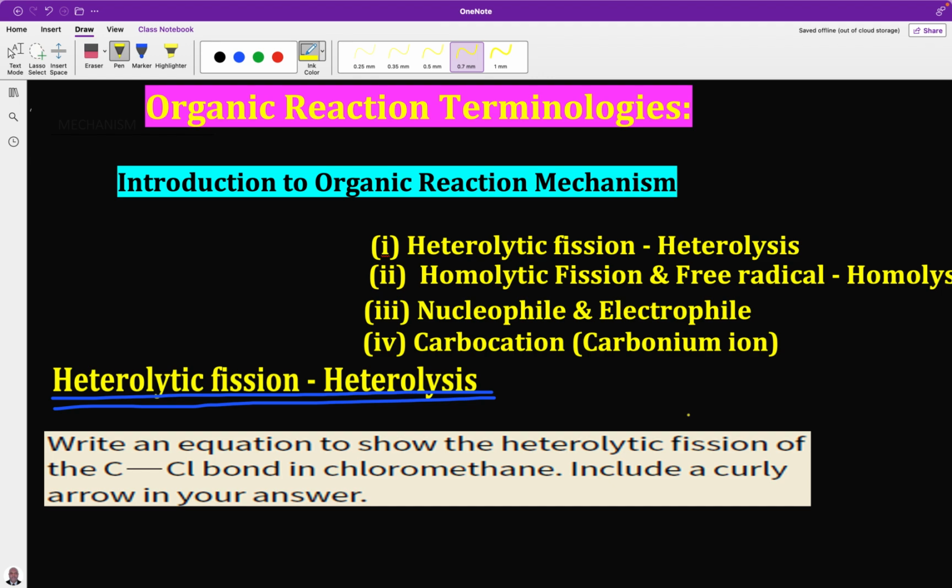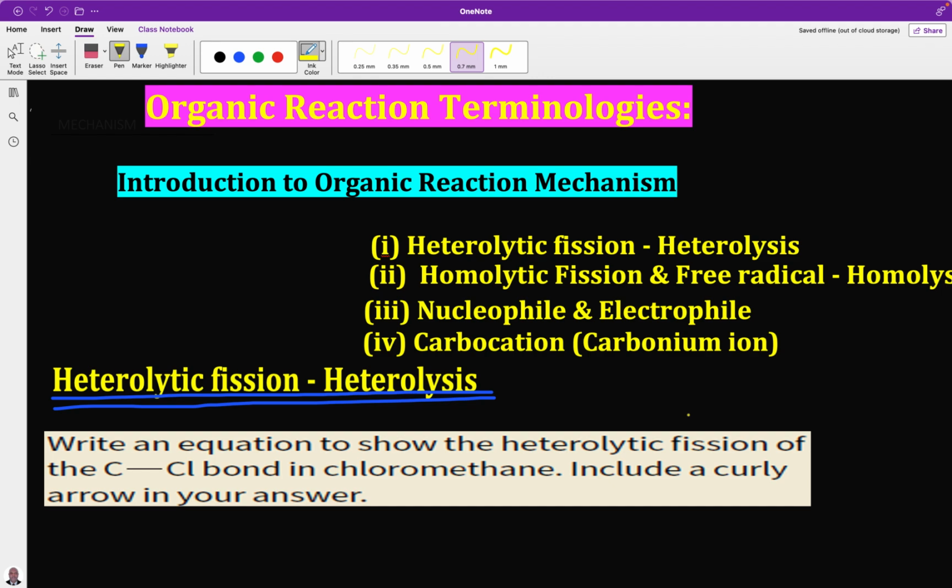and within the stages, we have to apply some certain concepts. And these are the concepts we want to discuss today. These concepts will be used during our reaction when we'll be discussing the reaction mechanism. The first concept is heterolytic fission.